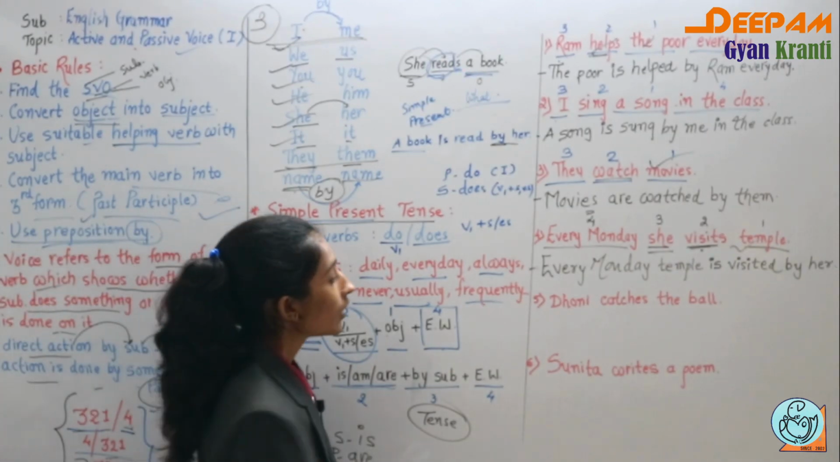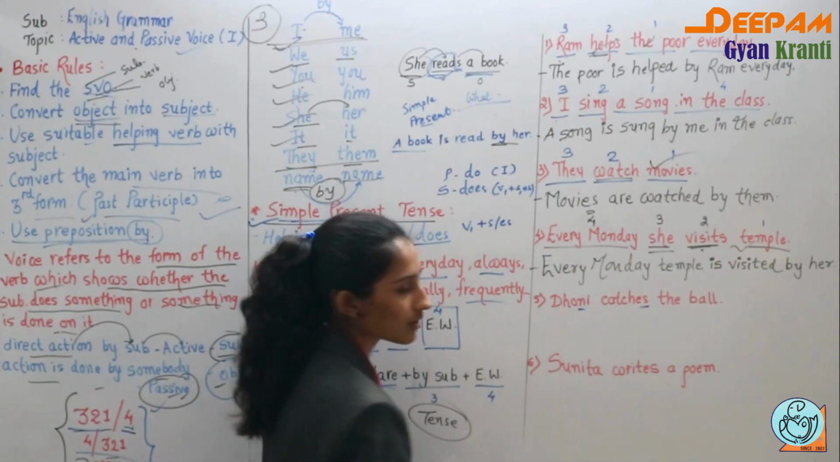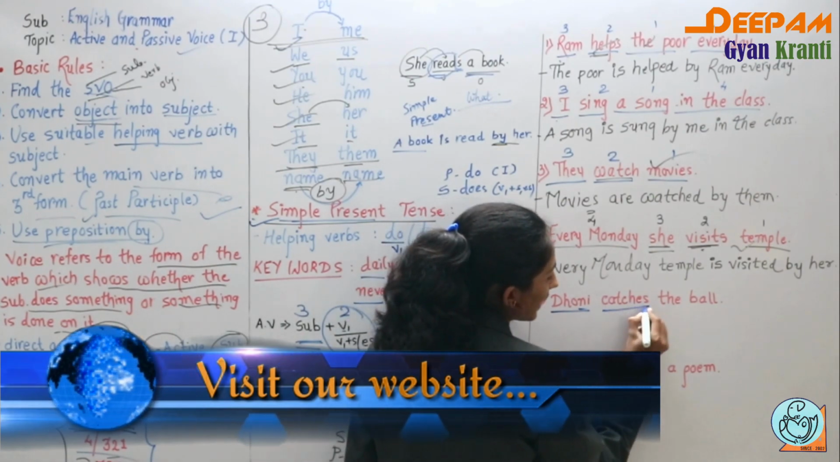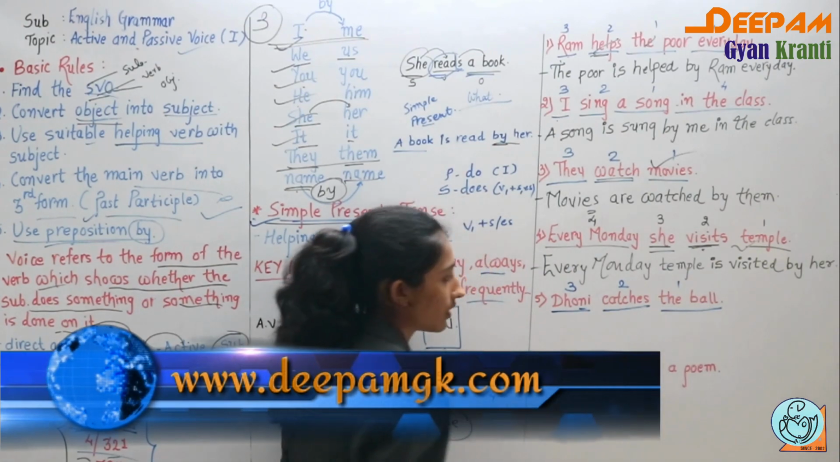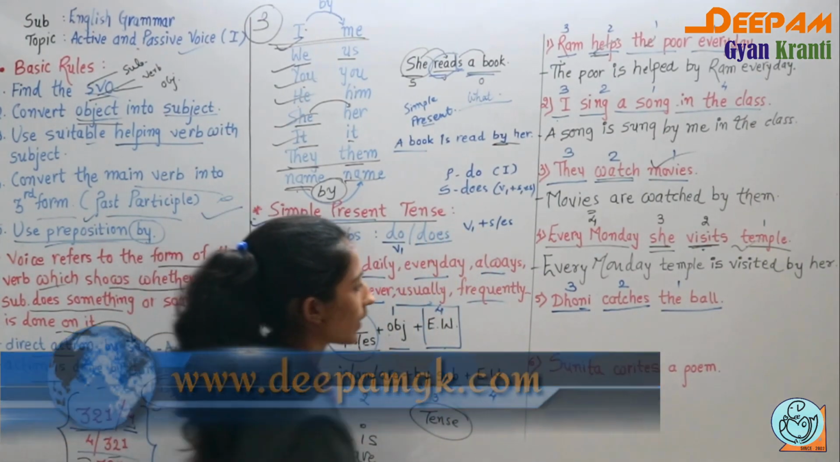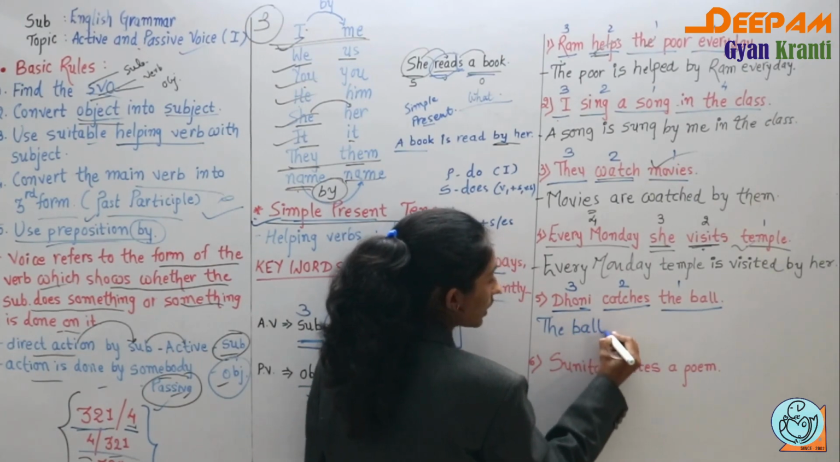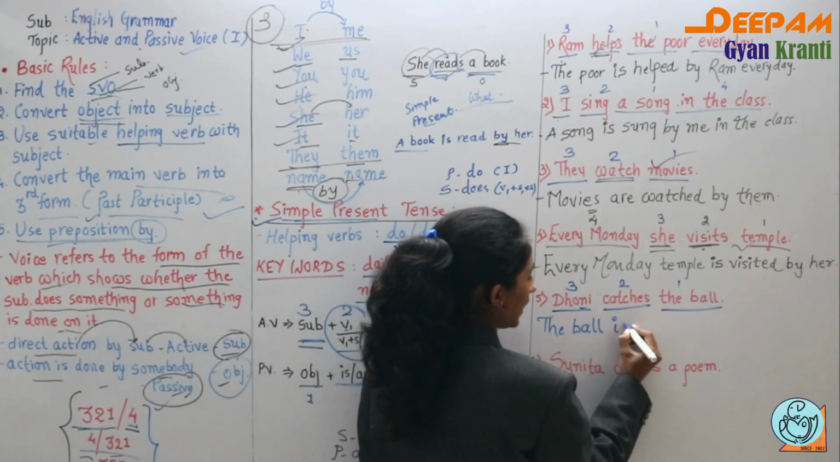Right, next number. Dhoni catches the ball. See, catches is there and Dhoni is singular, so definitely does comes. So Dhoni is subject, verb catches, and the ball, that is the object. So 3, 2, 1. So one number comes forward. So what is the answer? The ball. Is the ball singular or plural? Yes, singular. So what comes? Is. So the ball is.